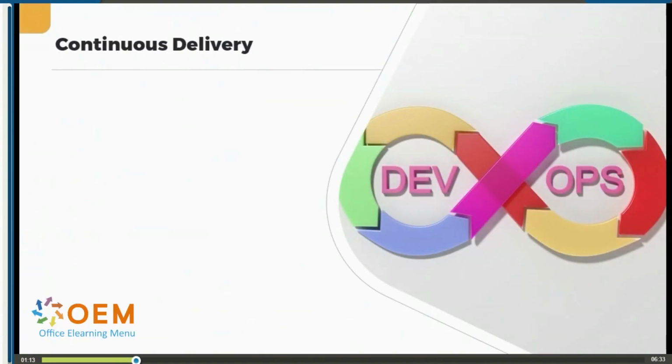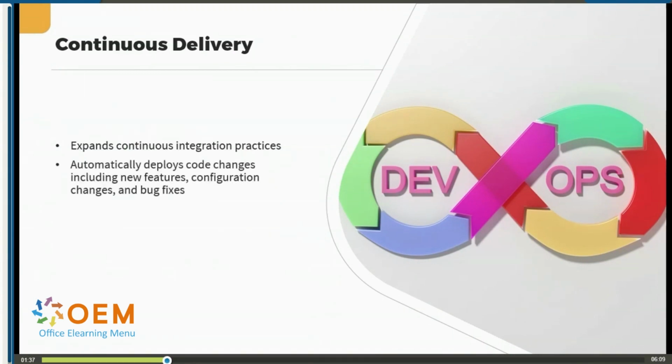Now, in the automation world of DevOps, it's hard to talk about continuous integration without also talking about continuous delivery. Okay, so we know what continuous integration is, but what's continuous delivery? Well, you can probably already guess from the name what continuous delivery is all about. But let's talk about it anyway. Continuous delivery expands upon the practices put in place with continuous integration. Specifically, continuous delivery automatically deploys the code changes that were built and tested during the continuous integration phase. So this includes new features, configuration changes, and bug fixes.